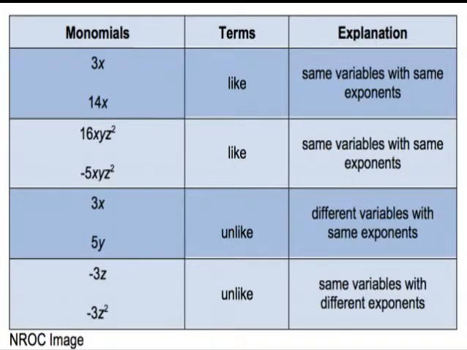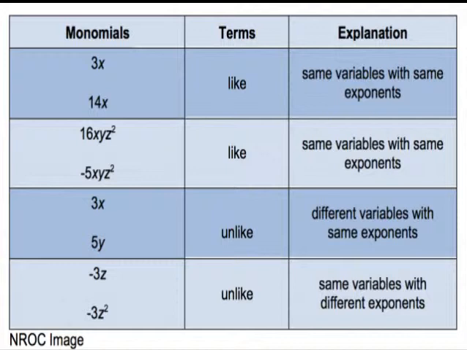In this lesson, we will be adding and subtracting like terms. If you notice here, we have a little table that says monomials, terms, and explanation. The 3x and the 14x are considered to be like terms because they have the same variables with the same exponents. In the same way, the 16xyz squared and the negative 5xyz squared are like terms. Why? Because they have the same variables, and in this case z has the same exponent as well.